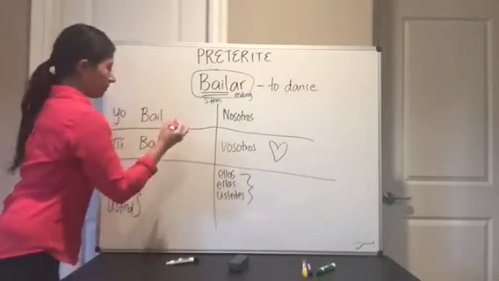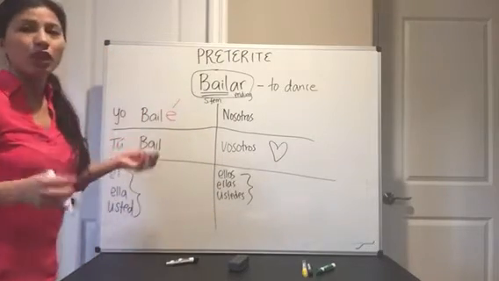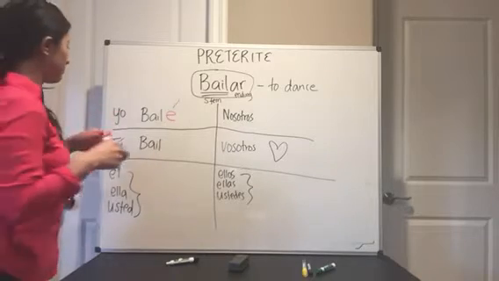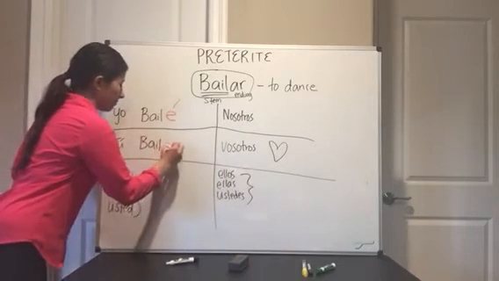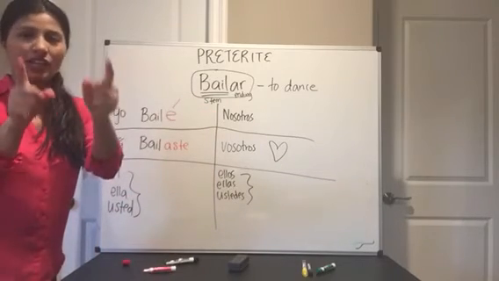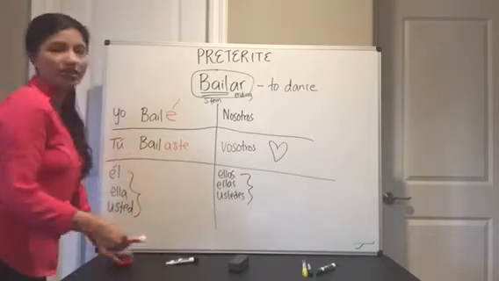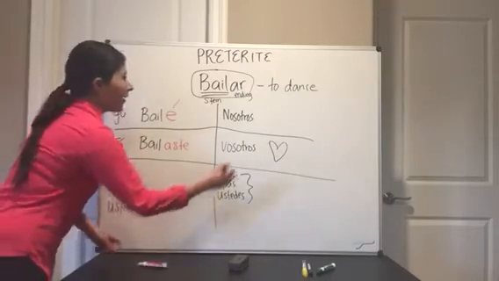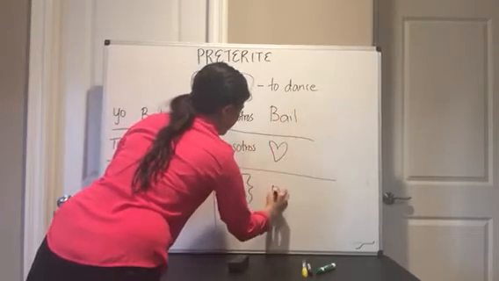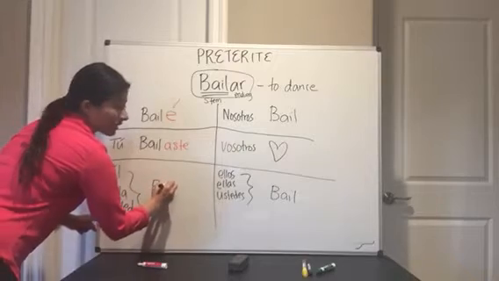Bailé, I danced. There's an accent. Bailé. Say it with me. Yo bailé. I danced. Tú bailaste. Tú bailaste. You danced. Make sure you're saying it. Oh, I forgot. Oops. I got so excited.